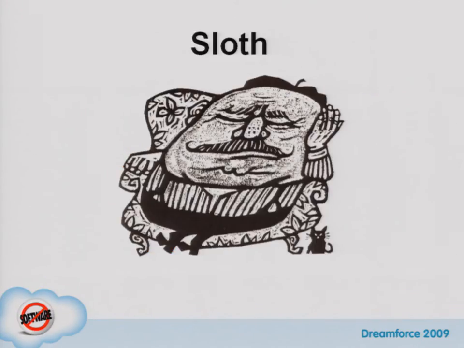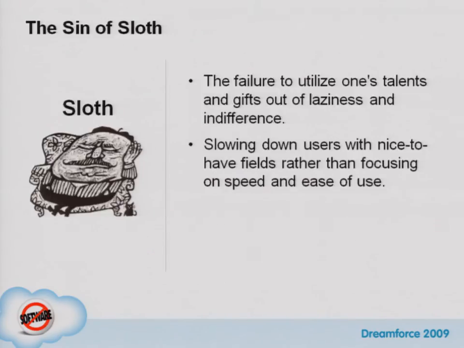Okay, so the first thing we have is sloth. Sloth is the failure to utilize one's talents and gifts out of laziness and indifference. Basically, it's almost a sin of omission, of not doing something, of being apathetic. In life or in your company, the last thing you want is someone who just really doesn't care, doesn't contribute, and is essentially a waste of space. Who wants someone like that in their company, right?